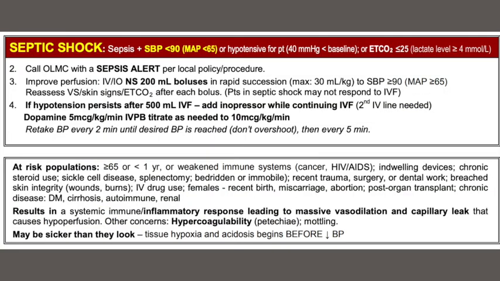So they're defining septic shock as sepsis plus a systolic blood pressure of less than 90 or a mean arterial pressure of less than 65. You can have a mean arterial pressure of less than 65 with a systolic blood pressure above 90, or hypotensive for the patient, so 40 points below their baseline.